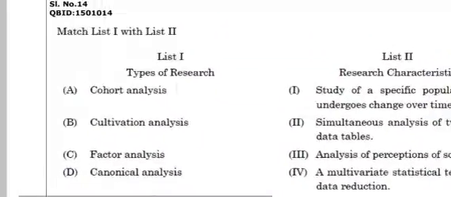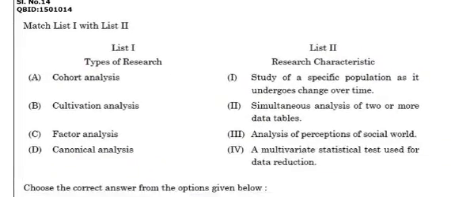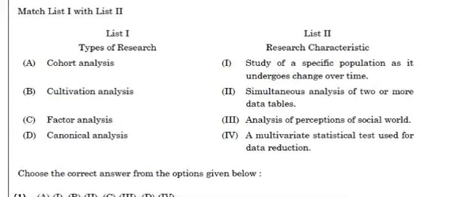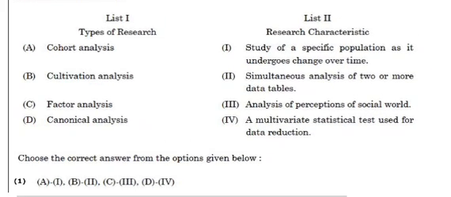Next, number 14. In 14 we have been given a question related to matching list 1 with list 2. In list 1 we have types of research, in list 2 we have research characteristic. I will first read list 1. Cohort analysis, cultivation analysis, factor analysis, canonical analysis. Research characteristic list 2. Study of a specific population as it undergoes change over time. Simultaneous analysis of two or more data tables, analysis of perceptions of social world, a multivariate statistical test used for data reduction.